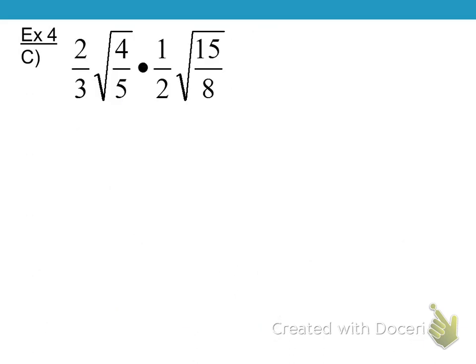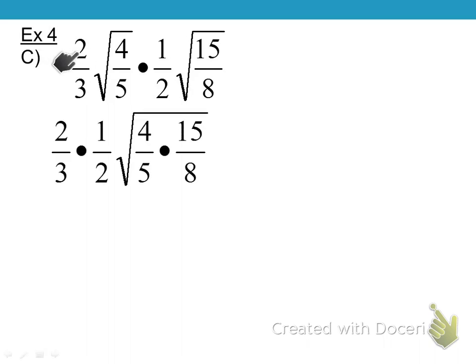All right. Now, here's the next one. Remember, numerators multiply numerators, denominators multiply denominators. Outside the house stays outside the house, inside the house stays inside the house. That's a lot. So, I am going to multiply the outside numerators, 2 and 1. The outside denominators, 3 and 2. The inside numerators, 4 and 15. The inside denominators, 5 and 8.